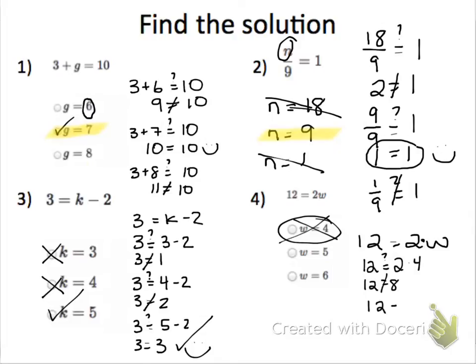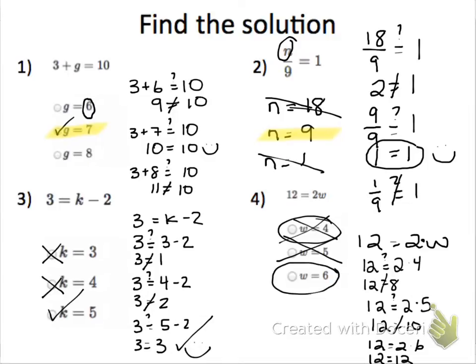Next one, is 12 equal to 2 times 5? Is 12 equal to 10? No, it's not, so this is not a solution. Last one, is 12 equal to 2 times 6? Well, 2 times 6 is 12, so we know 12 is equal to 12, so this is our solution.